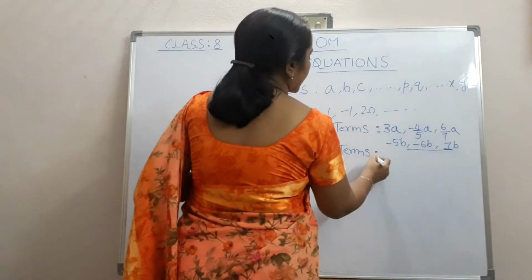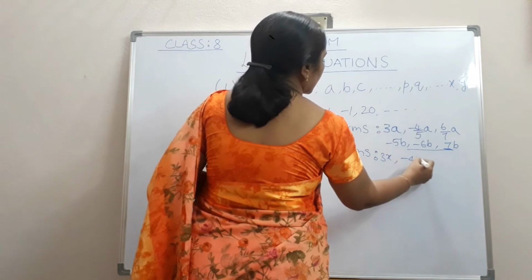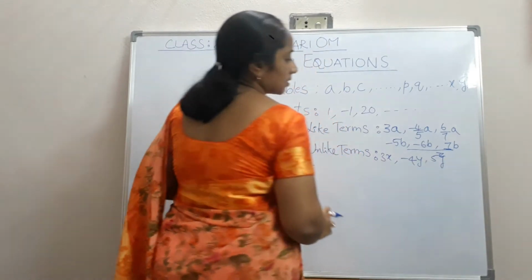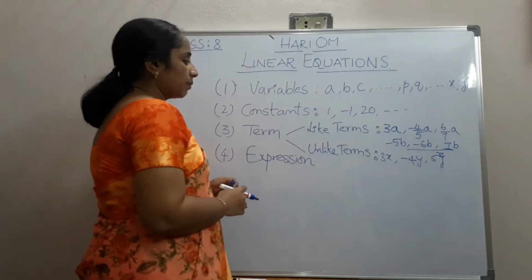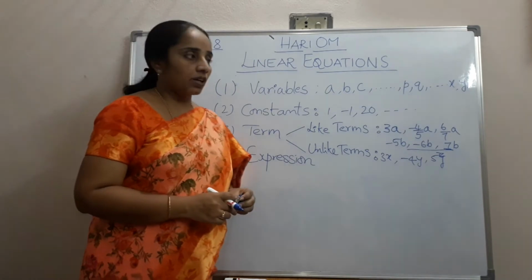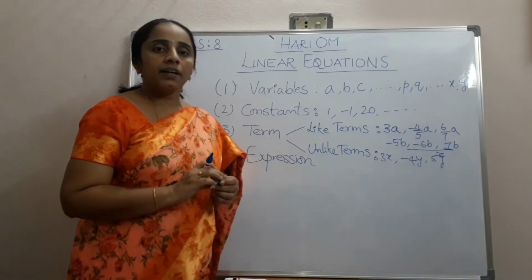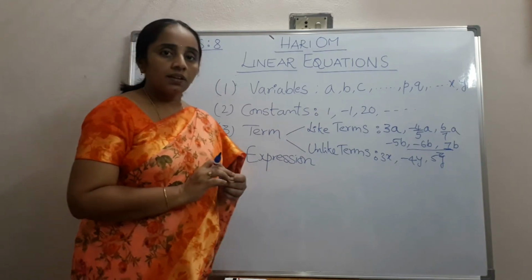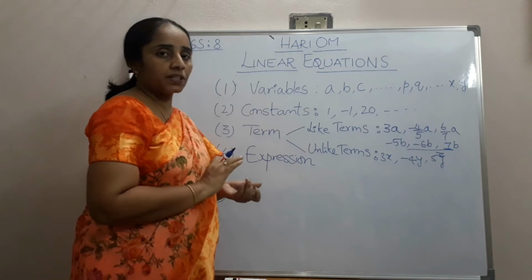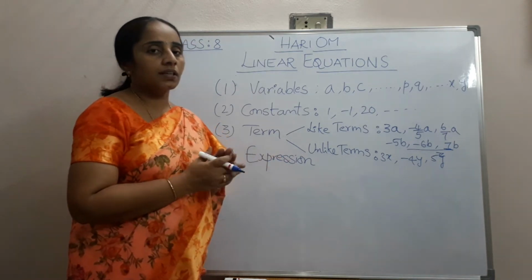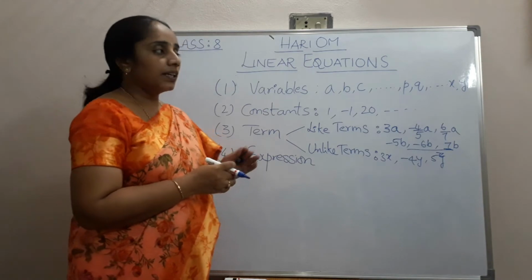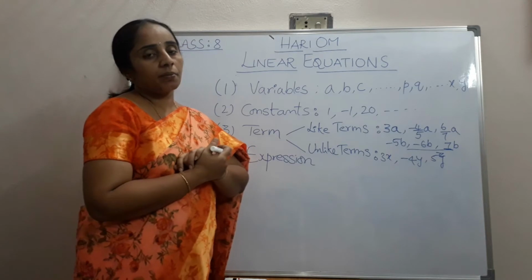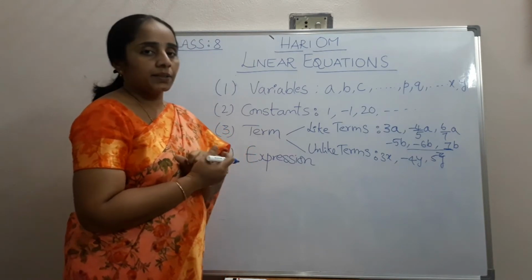Now coming to unlike terms, these all are unlike terms only. Why? Because the variable term is not the same. And coming to expression, by joining these terms by either plus or minus, we can say that they are expressions. If in an expression only numerals are there, that is a numerical expression. If we have terms like these joined by plus or minus, they are algebraic expressions.